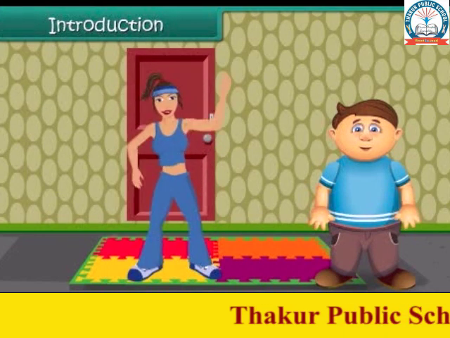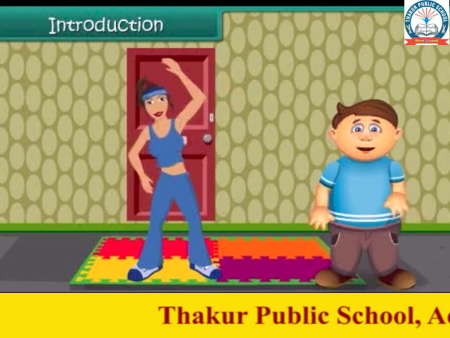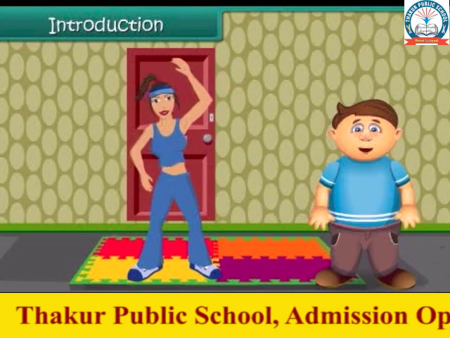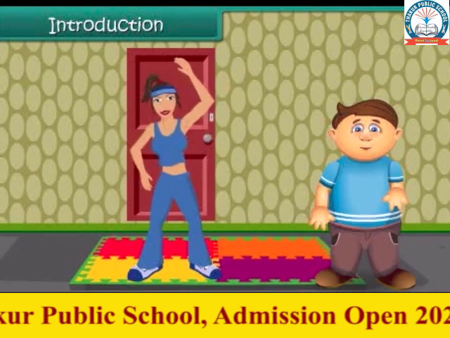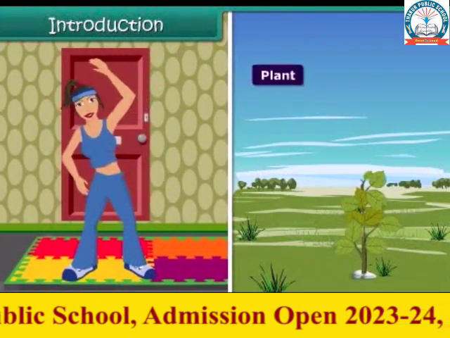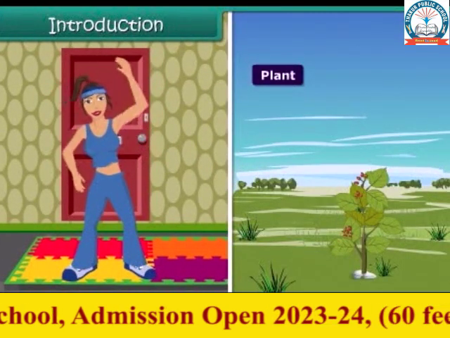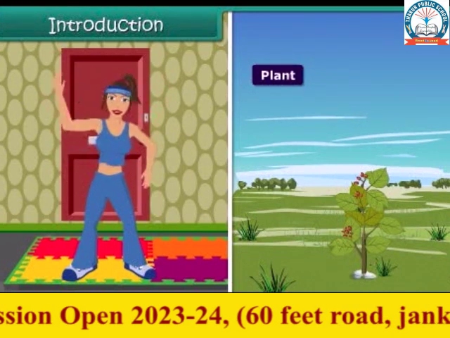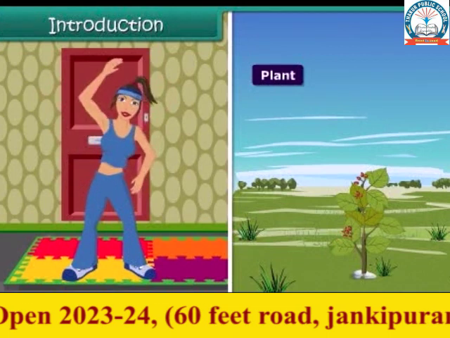As we all know, our body is made up of several parts. Each part of our body has its assigned job. Similar to our body, a plant also has several parts in its body. Let's learn about parts of a plant and their functions in detail.